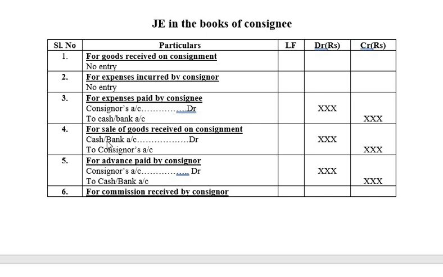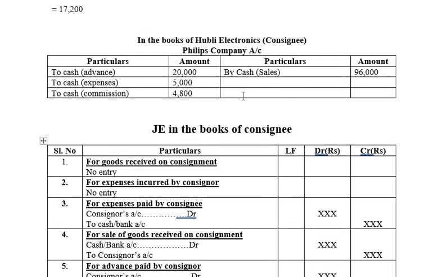How much is the advance? What is the entry for it? If there is advance paid by the consignor, it is 20,000. So what is the journal entry for it? Advance paid by the consignor: consignor's account debit to cash or bank account. So consignor's account is debited to cash in the bracket advance, which is 20,000.